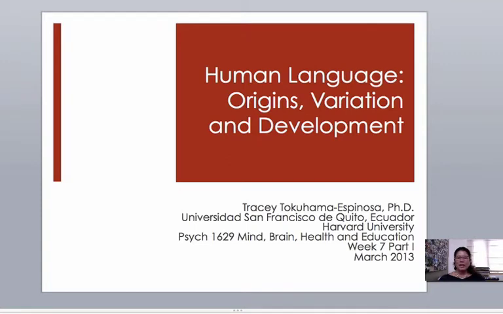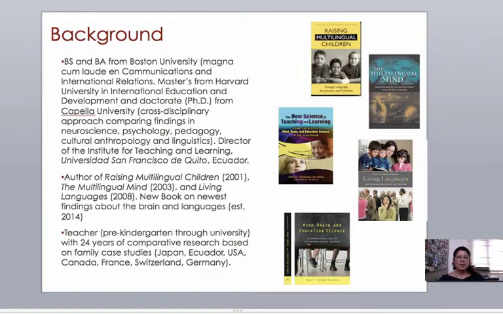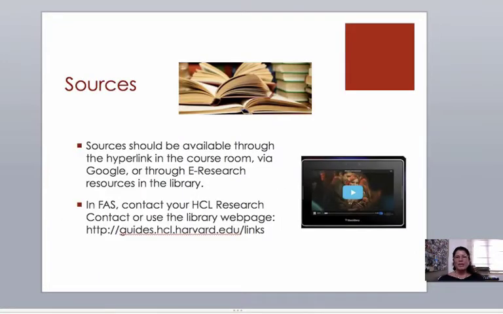This week we're going to be focusing on a lot of different topics or sub-areas of language. First, we're going to quickly review the goals of this particular unit and then talk about the origins and the evolution of human language. Then we're going to consider some of the different variations in human language as well as the development of language in children. And in part 2, we're going to have a good look at bilingualism and multilingualism, which is a particularly favorite topic of mine. Just as a quick reminder, the resources for this course, the extra readings, as well as the backup PowerPoints can be found within the course room.